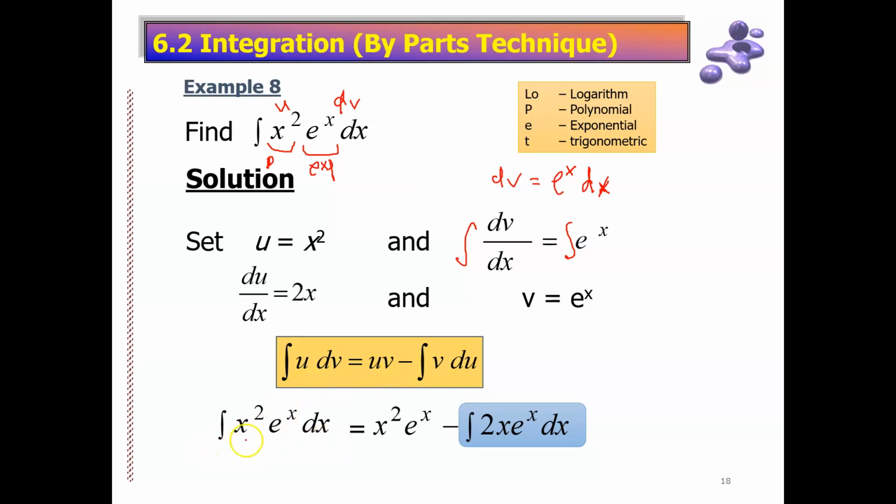You're going to rewrite the equation, equal to uv. Where is your u? Your u is x squared. This is u. And your dv. dv is e^x over here. Our dv is e^x. This is dv.